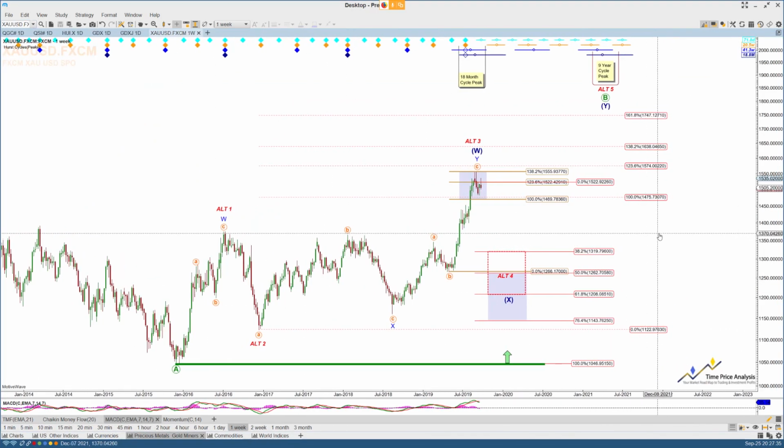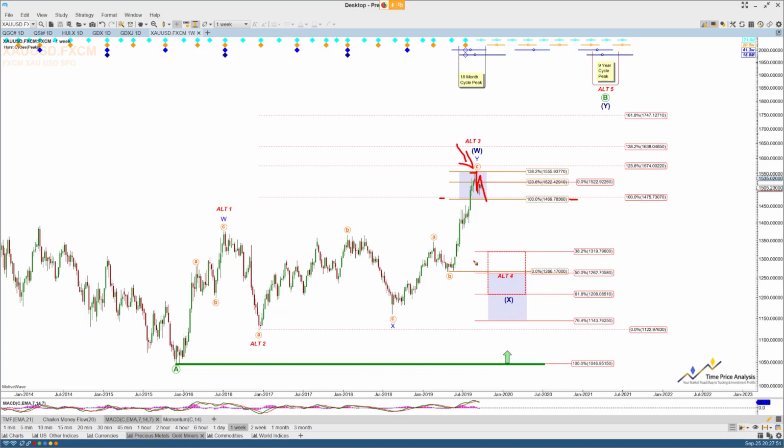Okay, metals. Now, I think everyone thought they were going to new highs. We have this W in, we've got one move down, the move back up that we were expecting, and we've started the move back down that we were also expecting.